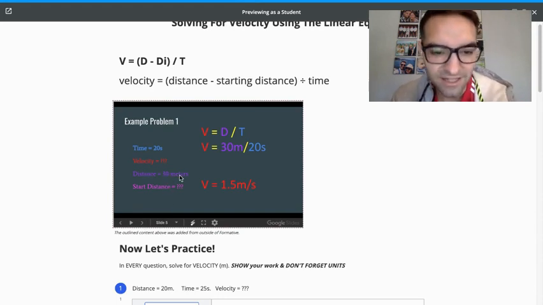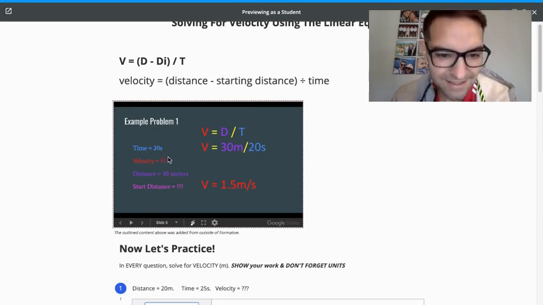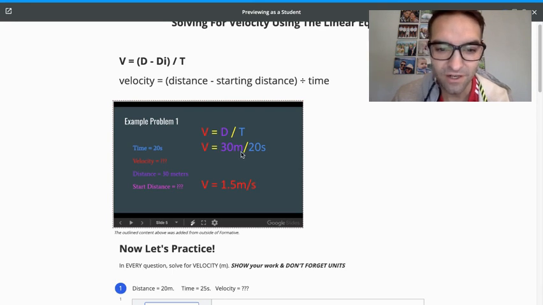So we have a distance of 30 meters, and it took 20 seconds to go 30 meters. So what was the average velocity? You put in distance divided by time. You get 30 meters divided by 20 seconds. And your answer then would be 1.5 meters per second. And I hope this is why the units for velocity are what they are. So I hope we see what's going on.